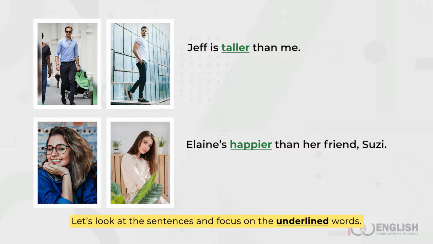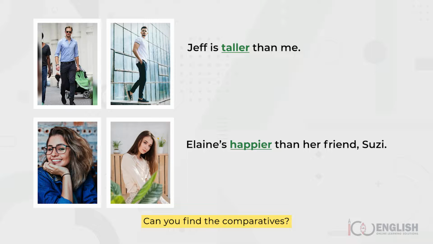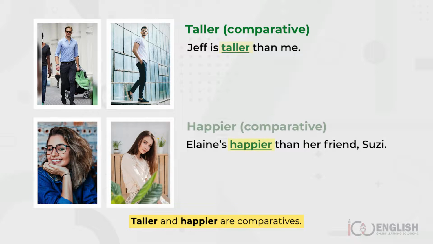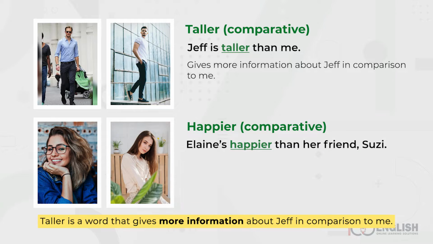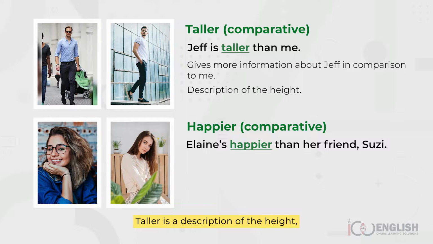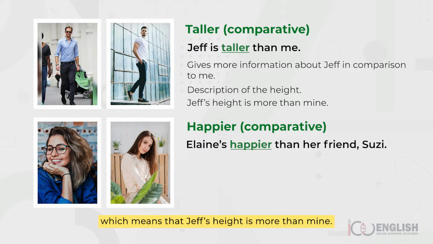Let's look at these sentences and focus on the underlined words. Can you find the comparatives? That's right, taller and happier are the comparatives. What does the word taller tell us about Jeff and me? Taller is a word that gives more information about Jeff in comparison to me. Taller is a description of the height, which means that Jeff's height is more than mine.